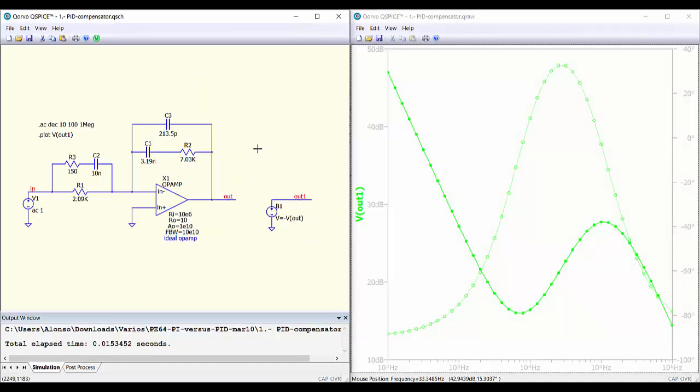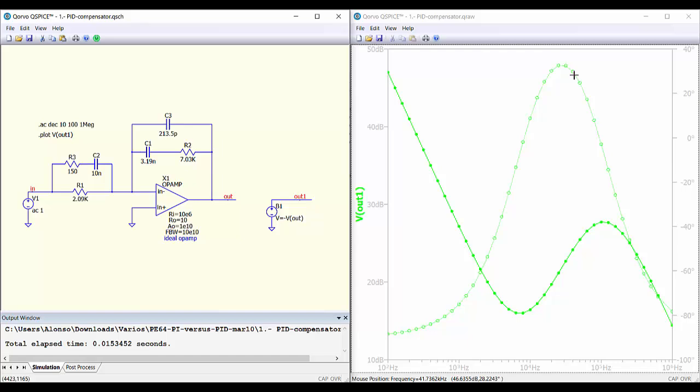And here we have the results of the simulation. This is the gain of the compensator. So we have the response of the pole at the origin, then we have the two zeros at this point, the two poles at this point. We can see that the phase at low frequencies is -90 degrees, which corresponds to the pole at the origin, and then we have an increase in the phase, which is the typical behavior of a PID compensator.